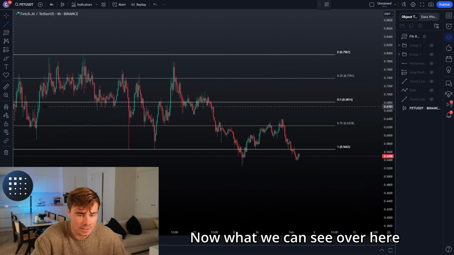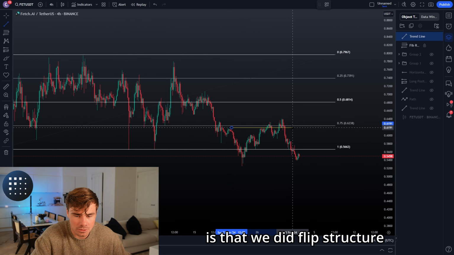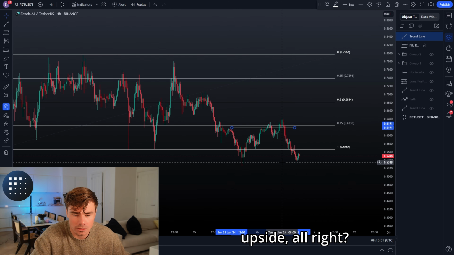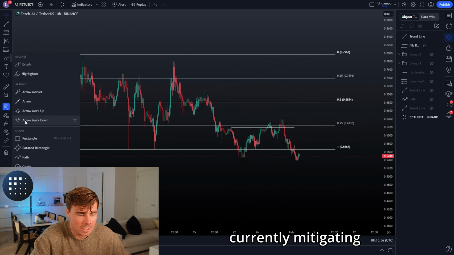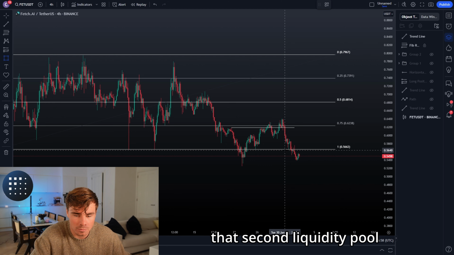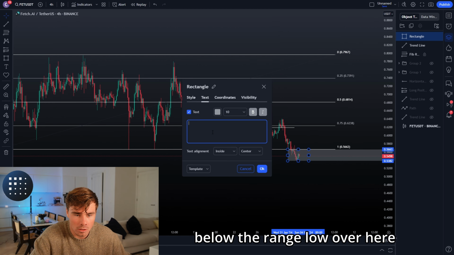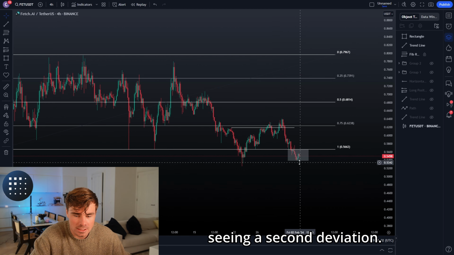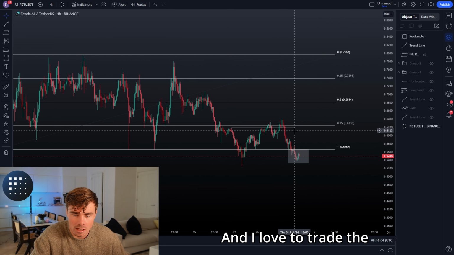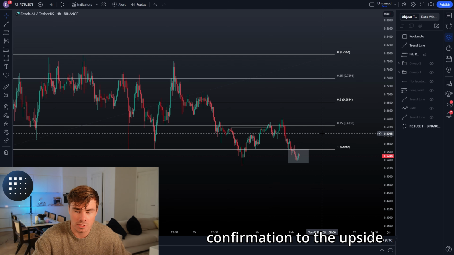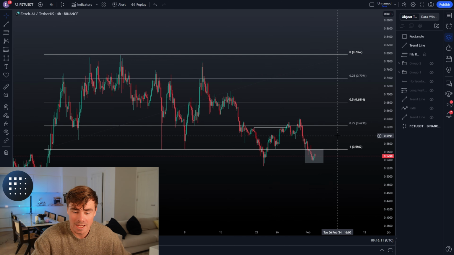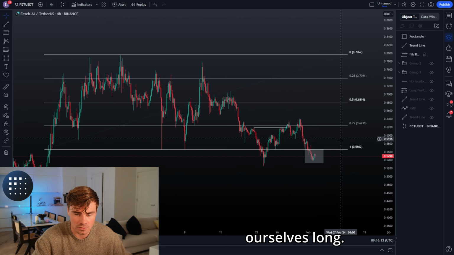Now what we can see over here is that we did flip structure towards the upside. Alright, so the 4-hour structure did flip to the upside, and like I said, we are currently mitigating that second liquidity pool below the range low over here, in which we're potentially seeing a second deviation. And I love to trade these second deviations, but I need to get my confirmation to the upside and a reclaim of the range low in order to position ourselves long.